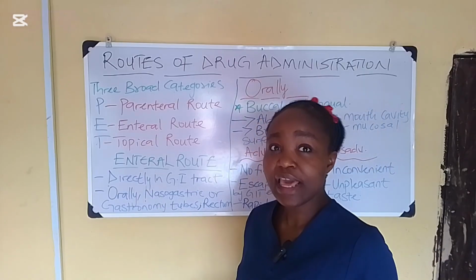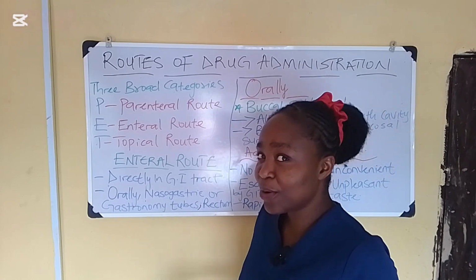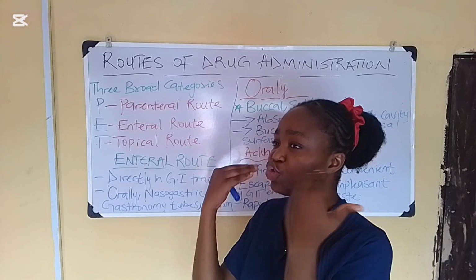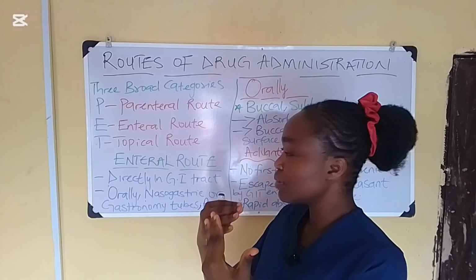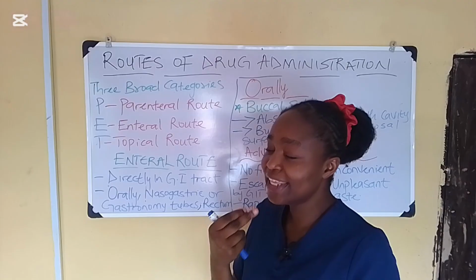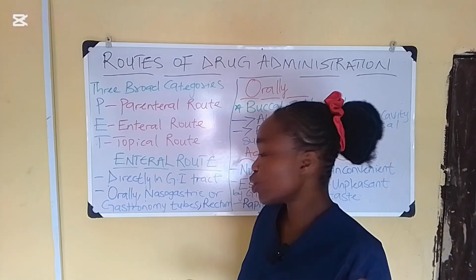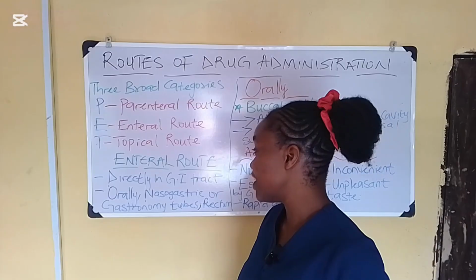We have orally, and I explained in the last video that orally is different from per orally. Orally is basically drugs that pass through the mouth, drugs that have everything to do with the mouth. It could be sublingually, under the tongue, it could be buccally, between the gum and the cheek, or whatsoever way. And we talk about nasogastric tube.